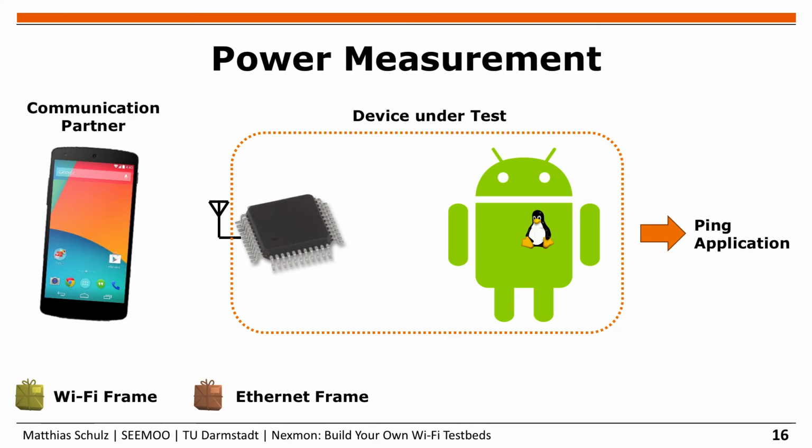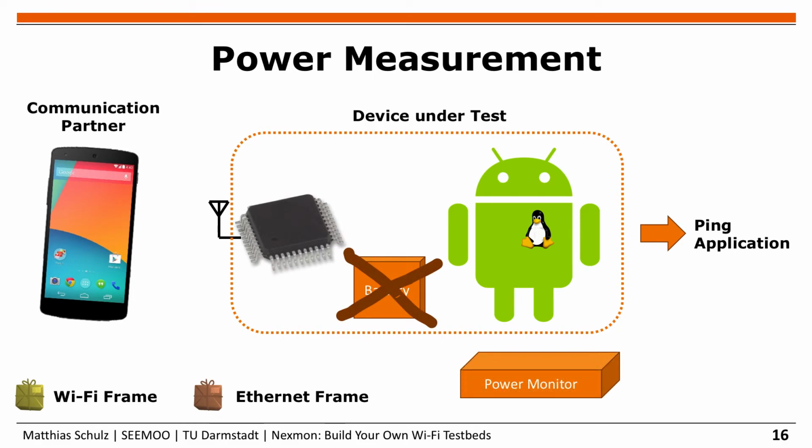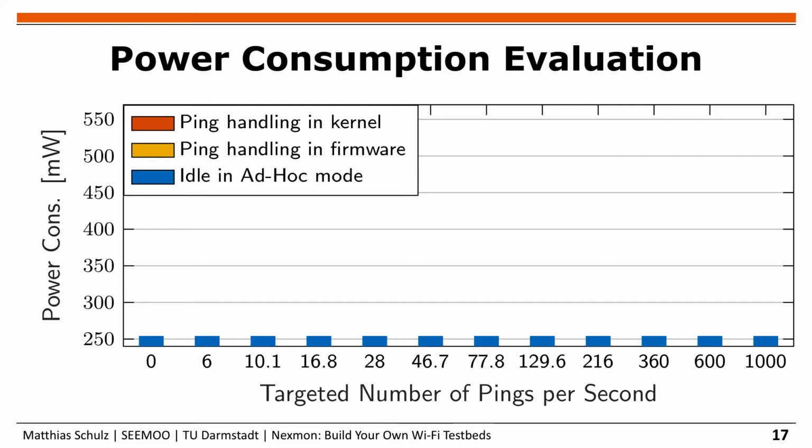Before we do this, we have to consider another point. It's a power measurement. We also wanted to measure the power used by just handling this ping application in the firmware or in the kernel. So we had to attach our phone to a power monitor. Unfortunately, if there's a battery in the phone, it may draw current from the battery and the power monitor. So first we had to remove the battery, then attach the power monitor, and thereby we could measure the power during the operation. In the power consumption measurement, we were running our phones in ad hoc mode and then sending pings between them.